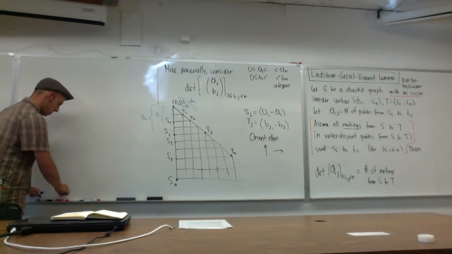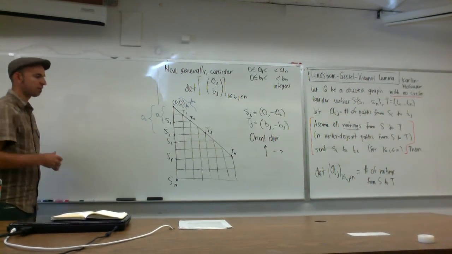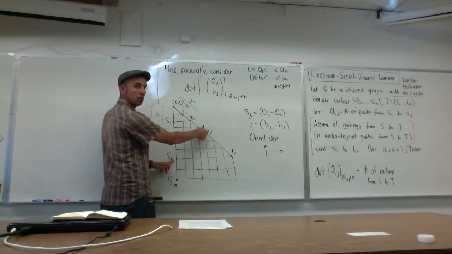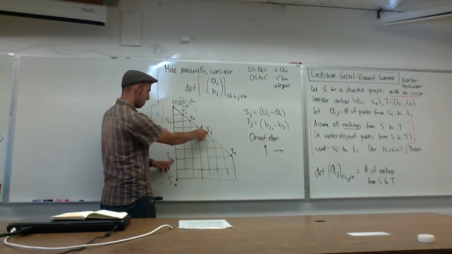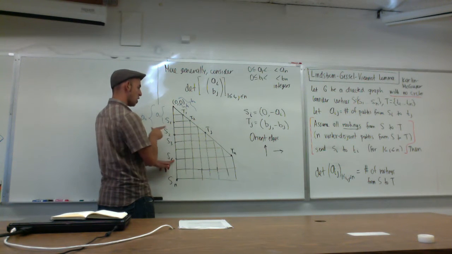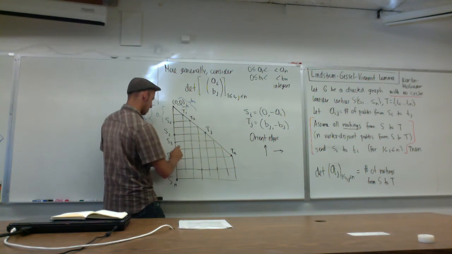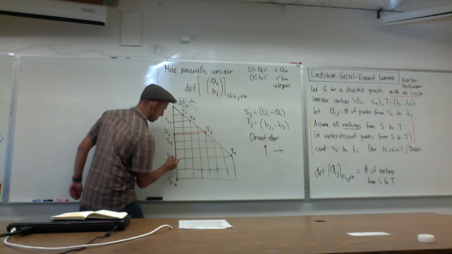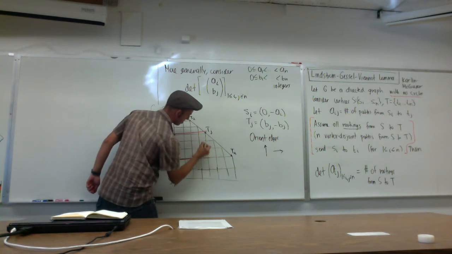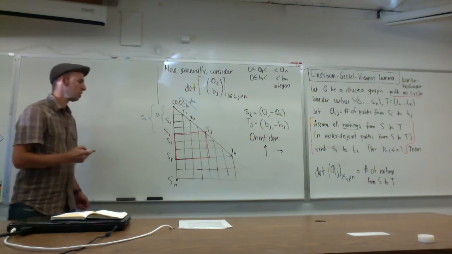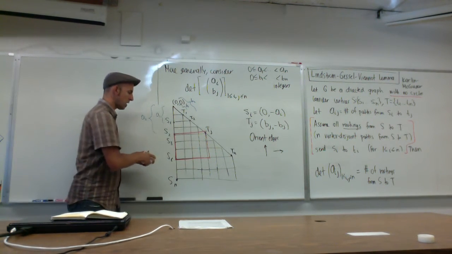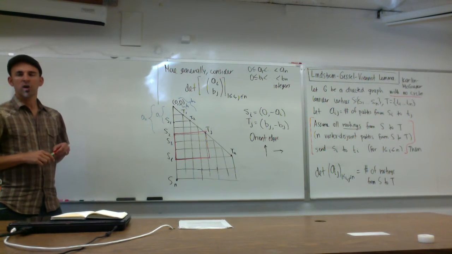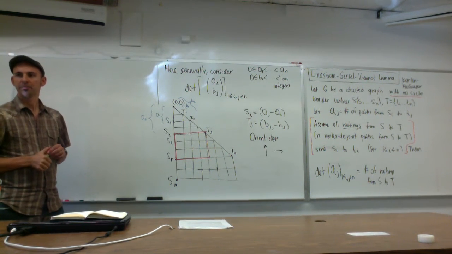Now, how many paths are there from Si to Tj? If you want to get from Si to Tj, then, because you're only allowed to go up or right, you basically have to find a path inside this box, right? And you just look at any grid path from this point to this point. Okay. Now, how many paths are there here?